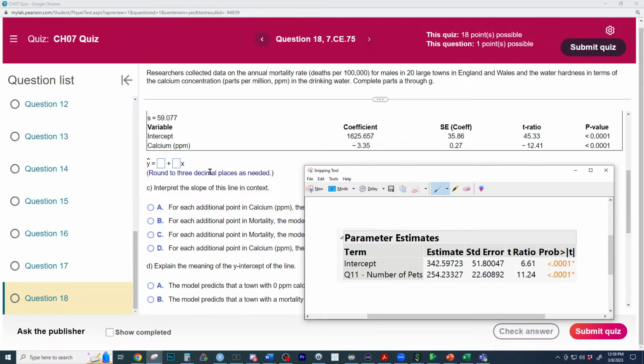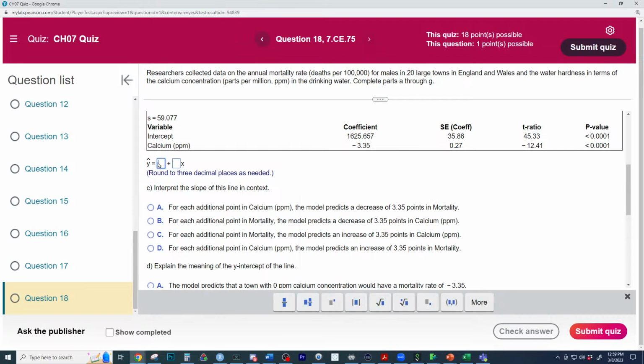And now we need to write the model in here to 3 decimals. So we have to know where the intercept is. And the intercept is going to be 625.657. And then the slope right here is the negative 3.35. Now, when you interpret the slope, we have to think about what it means, not using their interpretations.